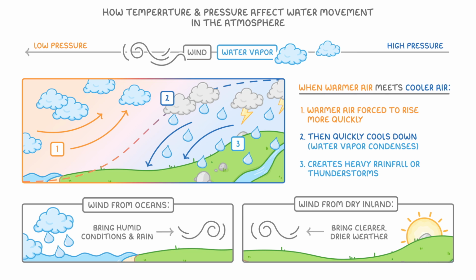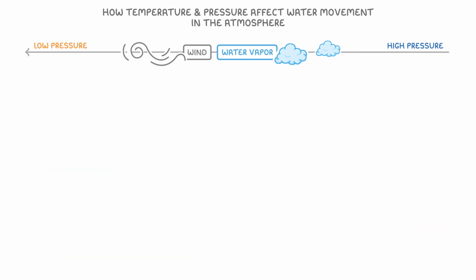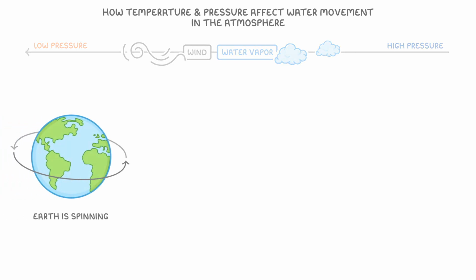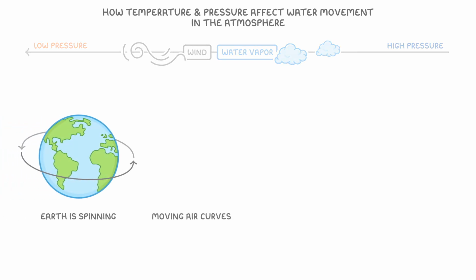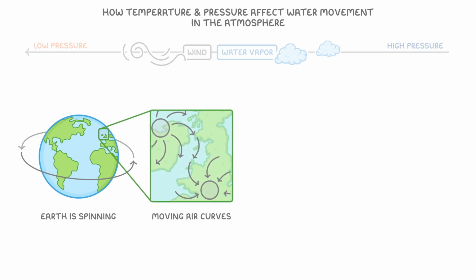However, it's not quite as simple as winds flowing in straight lines from high to low pressure areas. Because the Earth is spinning, moving air gets deflected and curves, and this is why weather systems are often spiral, rather than moving in straight lines. All this together creates the large-scale wind patterns that move weather systems across continents.